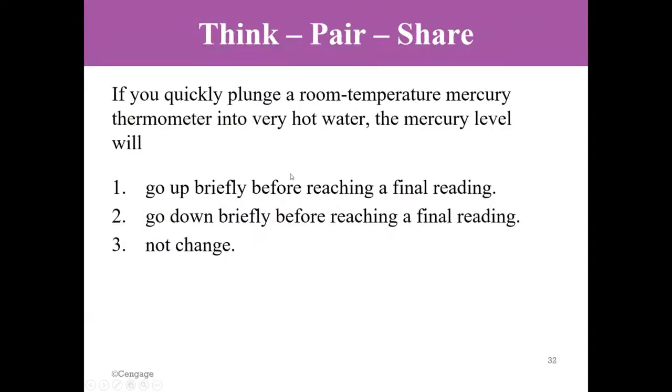Now, time for you to check your understanding. If you quickly plunge a room temperature mercury thermometer into very hot water, the mercury level will... You have these 3 possibilities. Please read and then share with me and the class. What do you think? Your thoughts?